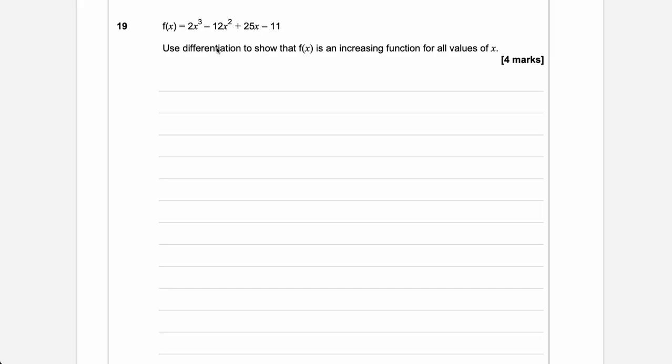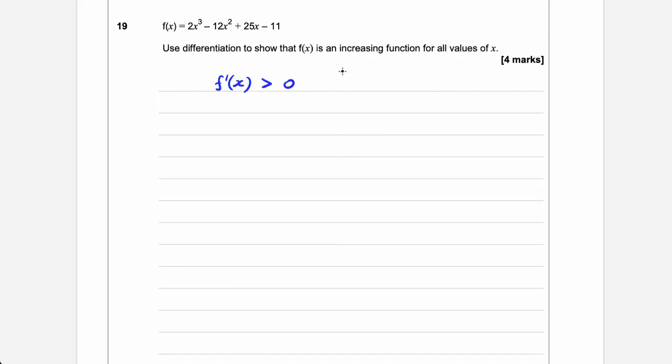f of x equals this. Use differentiation to show that it is increasing for all values of x. Okay, so guys, firstly, remember the derivative, f dash of x, is the gradient of the function. So it tells you the gradient of the function, and the gradient tells you if it's increasing or decreasing. If the gradient is positive, it is increasing. This, guys, is an increasing function because it's going up for all values of x. And it's not constant, like a straight line would be, which would have a constant gradient. The gradient is changing, but it's increasing. A decreasing function would be like this. So if it's increasing, f dash of x is greater than 0.